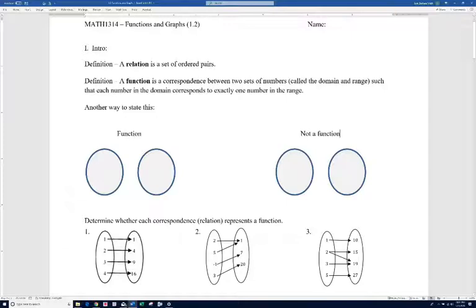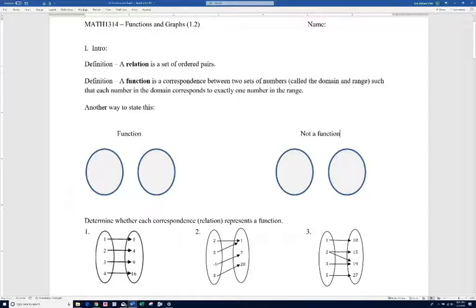It says, first of all, definition: a relation is a set of ordered pairs. Any set of ordered pairs, which we can write in a number of different ways, would represent a relation. Now, a function is a special kind of relation. A function is a correspondence between two sets of numbers called the domain and range, such that each number in the domain corresponds to exactly one number in the range.